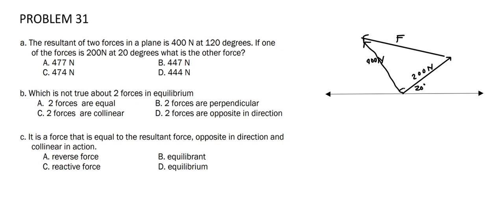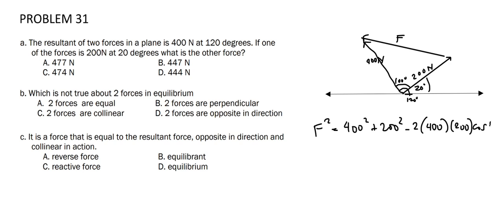Now if this angle right here is equal to 120 degrees, therefore this middle angle here is equal to 120 minus this angle here, 20 degrees, equal to 100 degrees. Now we've constructed our force triangle. To solve for F, we can utilize the cosine law of triangles. So F squared is equal to the sum of the squares of the other two sides. That is 400 newton squared plus 200 newton squared minus twice the product of the other two sides. So 2 times 400 times 200 multiplied by the cosine of the opposite angle. That is 100 degrees.